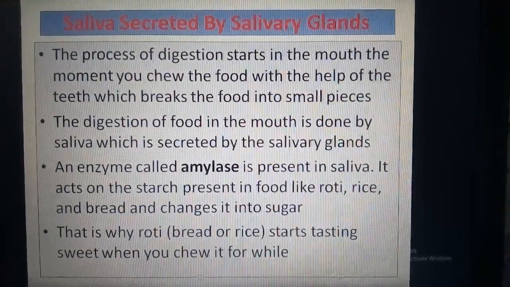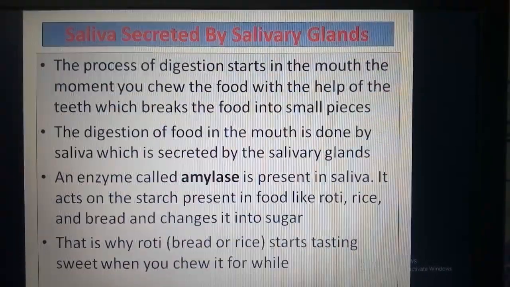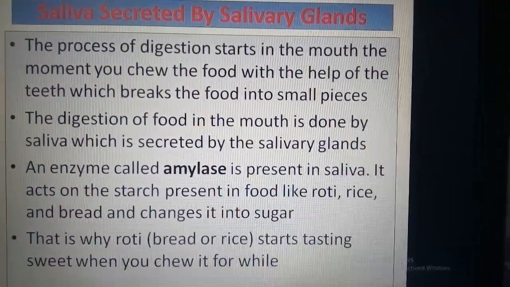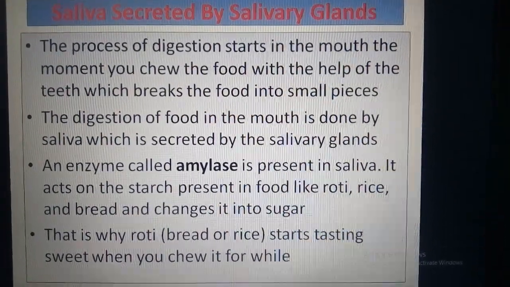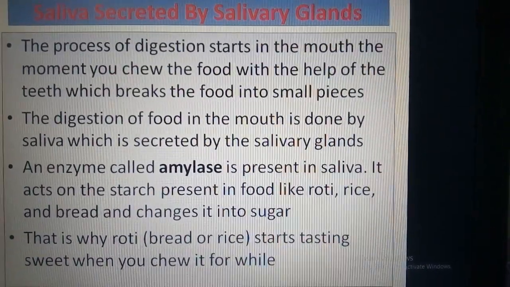The saliva is secreted by the salivary glands. The salivary glands start secreting saliva even before the food enters the mouth. This is how you salivate. Your mouth waters at the thought or the smell of food.